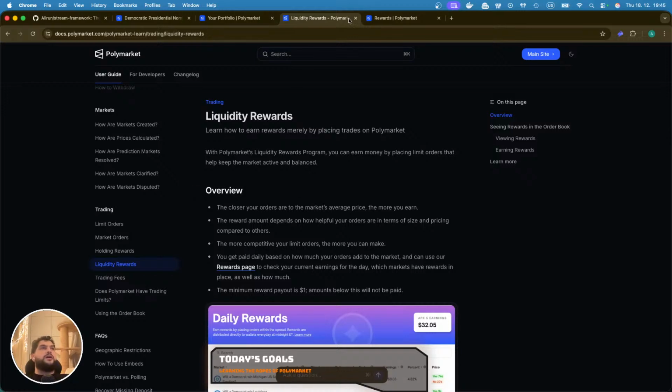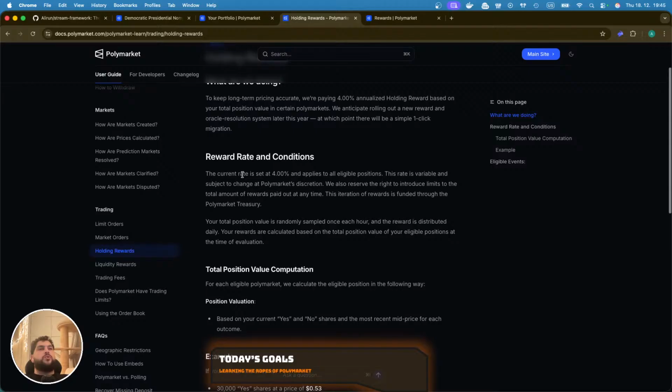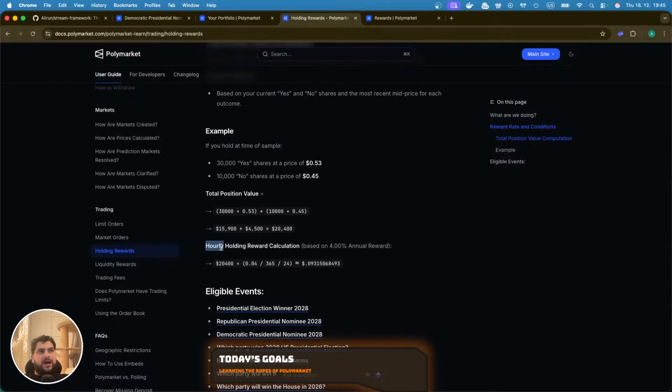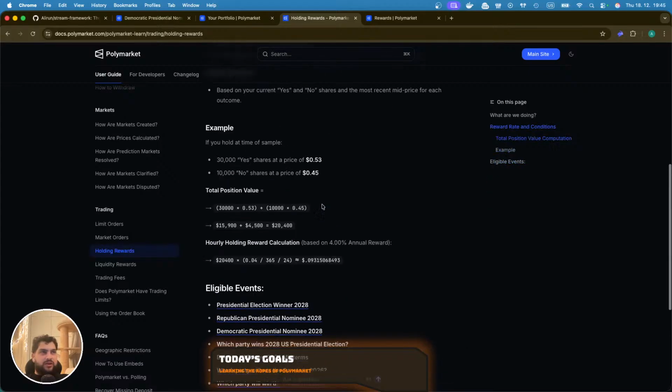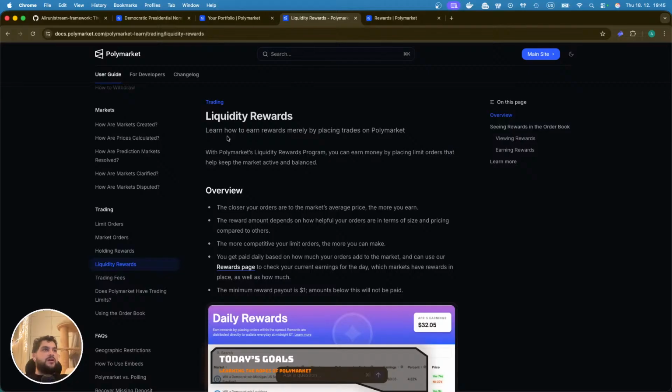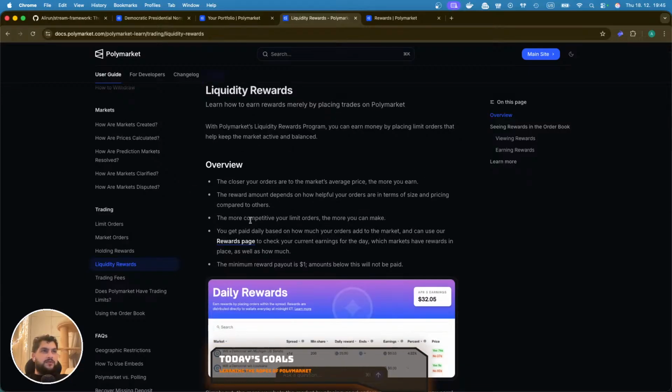So the holding rewards basically reward you when you already have the position, and they're paid out hourly. I don't understand yet whether it's paid onto your account as USDC or whether your position grows with that. But the liquidity rewards, unlike the holding rewards, are for limit orders, which incentivize market makers basically to keep the order book liquid. And the closer your orders are to the market's average price, the more you earn. The reward amount depends on how helpful your orders are in terms of size and pricing compared to others. The more competitive your limit orders, the more you can make.